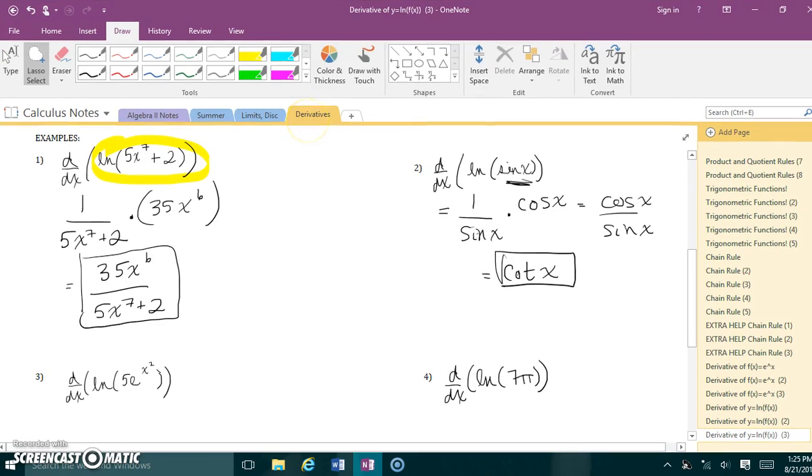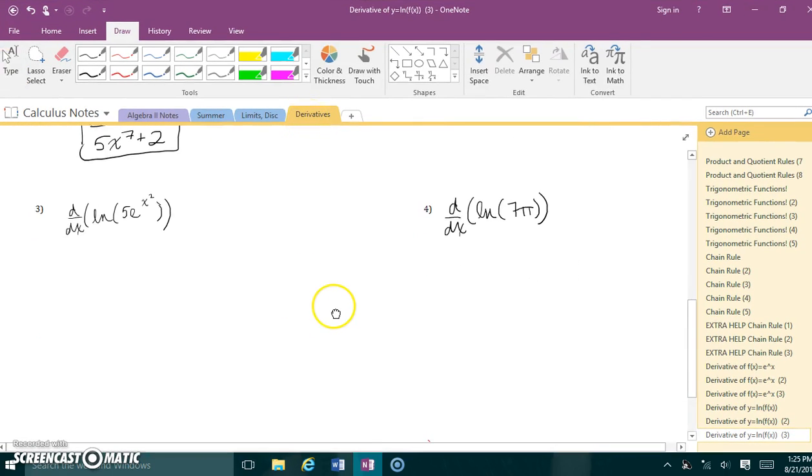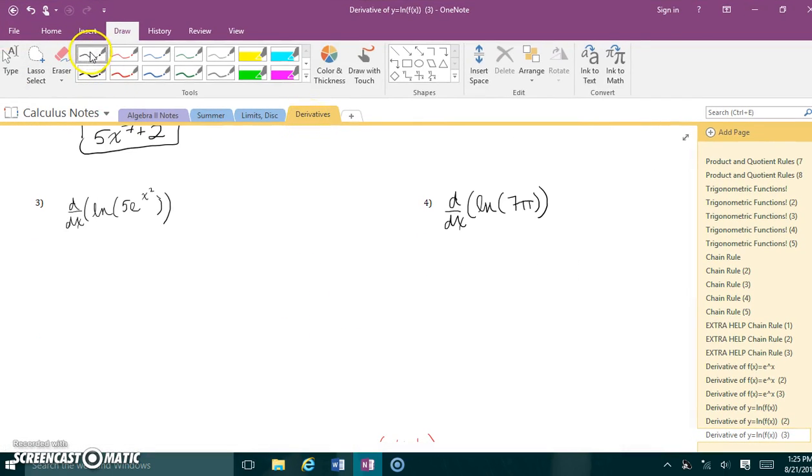Oh boy, what am I doing? Okay, number 3. Natural log of 5e to the x squared. Now be careful here. I have an e. We actually have like layers upon layers. So within natural log, I have this, and then I also have this. Okay, so let's take this one slow here.